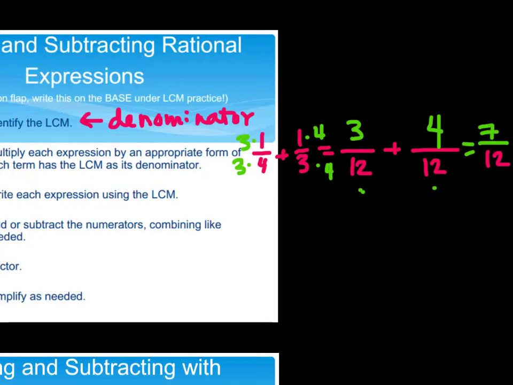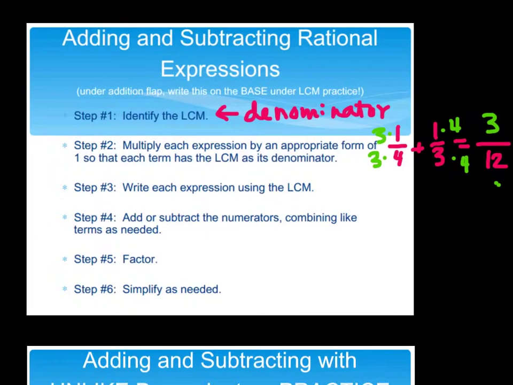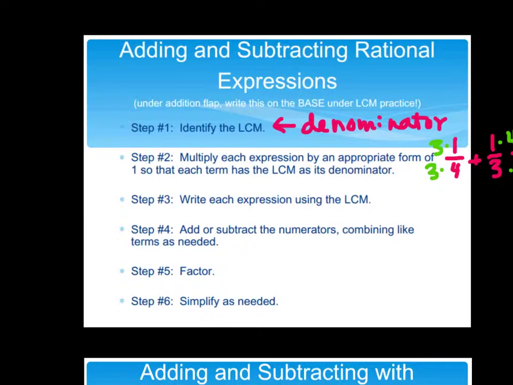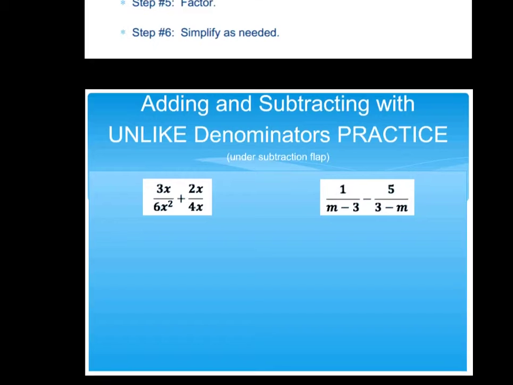Okay? So we're doing that same exact thing with our rational expressions, and you'll see this in more depth shortly. Then you're going to write each expression using the LCM, so you're going to essentially rewrite your expression as 4/12 plus 3/12. You're going to add and subtract those numbers, combining like terms as needed, so you'd say 4 plus 3 equals 7. You'll factor if you need to, and you'll also simplify if you need to. So if 7/12 wasn't in simplest form, you could do a little bit of work to get it in simplest form. So let's do a little bit of work and see if we can figure some of these out.